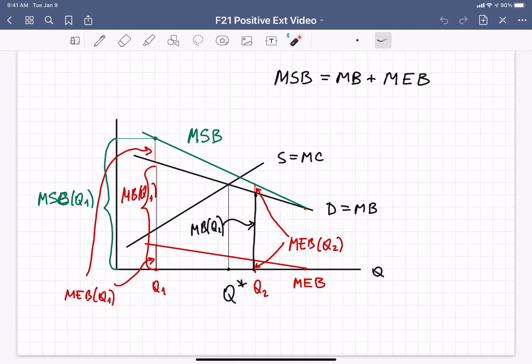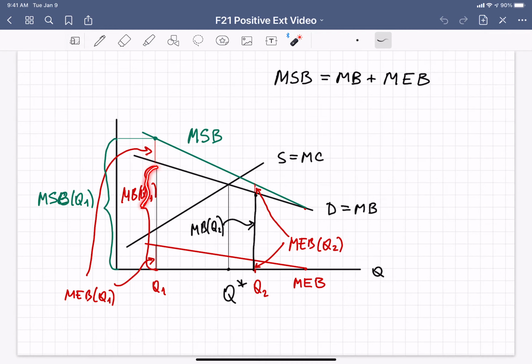So graphically, we just add one variable on top of the other. It can be done by just finding 2 points, because we need only 2 points to draw a straight line, and MSB is going to be a straight line. So you pick whatever quantity you like. I like this Q1. Then measure your marginal external benefit here, and put it on top of your marginal private benefit, which is this distance, right? If you take this and put it on top of this, you're going to get this. So that's your MSB, which is the sum of these distances.